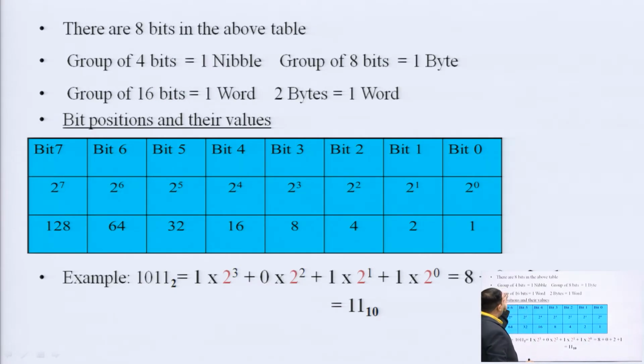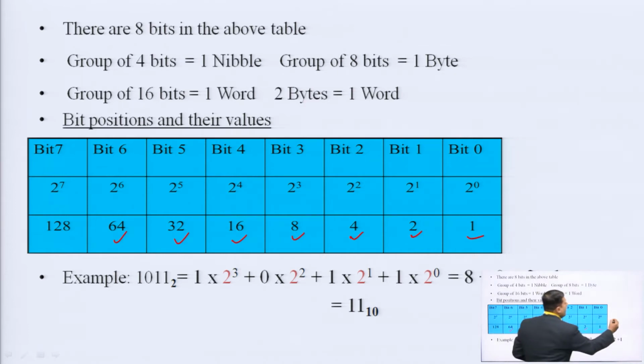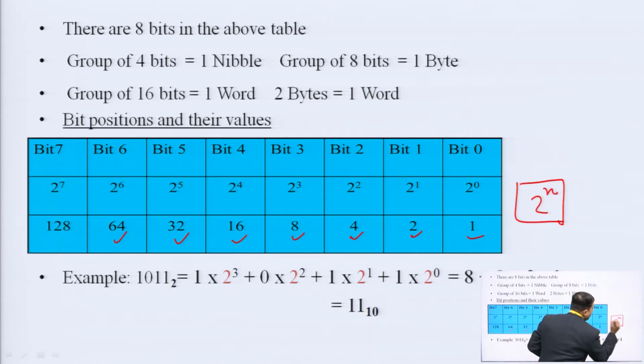Next, in the above example we have seen only 8 bits are there, 0 to 7. So, a group of 4 bits is called 1 nibble, a group of 8 bits is called 1 byte, a group of 16 bits is called a small word, and a group of 32 bits is called a long word. Okay. So, now here we have also written the bit position. So, this is 2 to the power 0 means 1, 2 to the power 1 is equal to 2, 2 to the power 2 is equal to 4, 2 to the power 3 is equal to 8, 2 to the power 4 is equal to 16, 2 to the power 5 is equal to 32, 2 to the power 6 is equal to 64. Everything will be in the form of 2 to the power n, right.